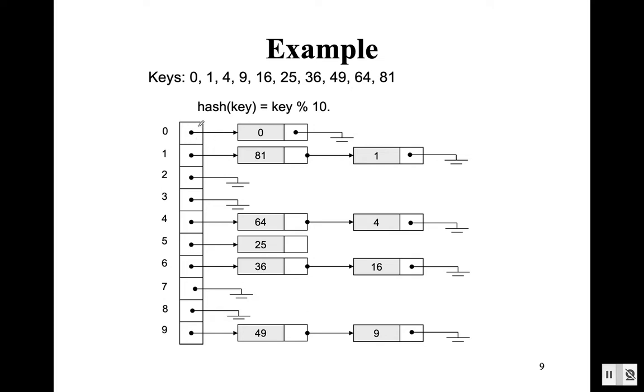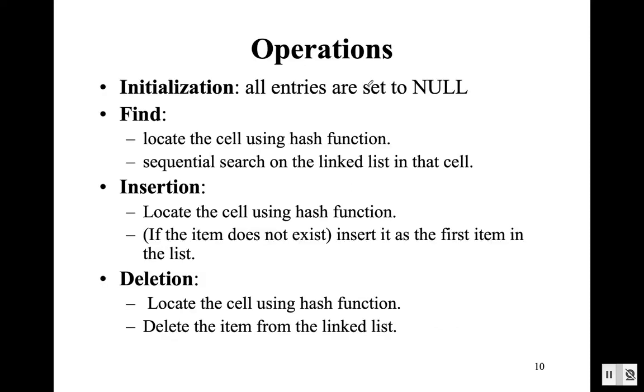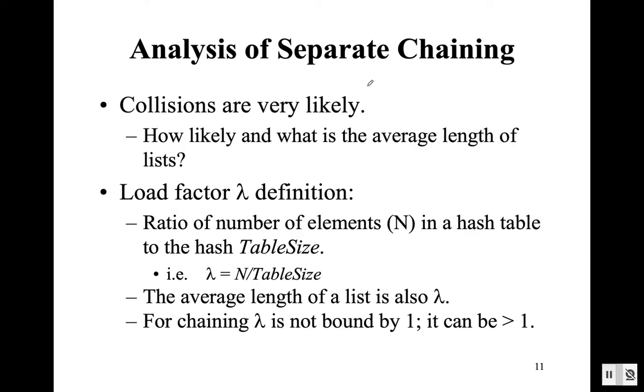For example, all the values that map to the hash value 0 are going to point to this list here. And all the values, for example, like 81 and 1, the hash value for this hash function will be 1. So that element at index 1 is a pointer that is going to point to a list where the elements are 81 and 1, for those values the hash value is the same. So let's talk about the analysis of separate chaining.